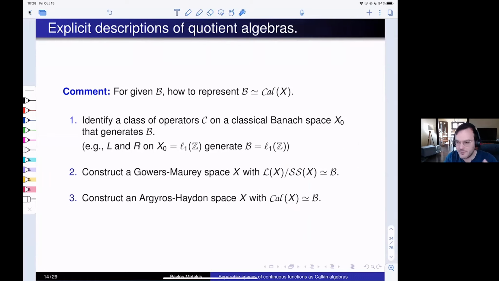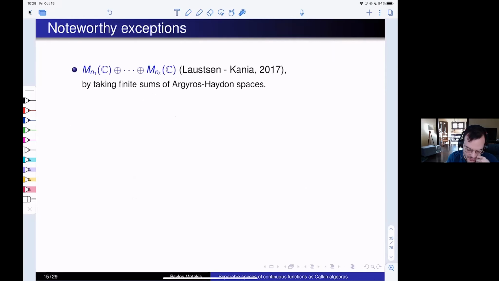And the previous example that I mentioned is based on this approach, but there are other examples that are not based on this approach, and let me briefly mention them. The first one worth mentioning is something that Niels and Tomek observed in 2017, namely that if you take finitely many copies of an Argyros-Haydon space and you choose them very carefully, you want some of them to be repeated, some of them to be very comparable to one another in a certain sense, then you can create any finite direct sum of matrix algebras. And then this, by Artin's theorem, is all finite dimensional complex semi-simple algebras.